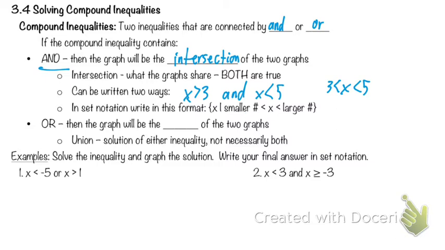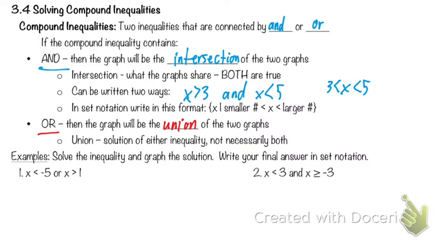Now we have our OR graphs. For our OR graphs, the graph will be the union of the two graphs. What does union mean? Well, union is the solution of either inequality, but not necessarily both. We just care where there is a solution to at least one of the graphs. And let's practice this. We'll solve the inequality, graph the solution, and write our final answer in set notation.